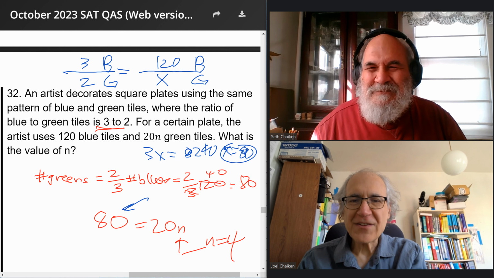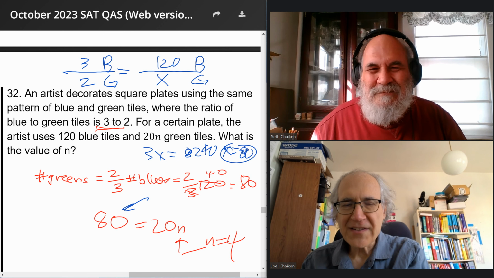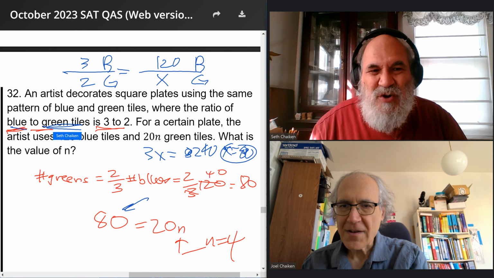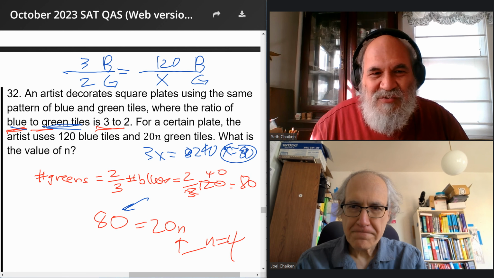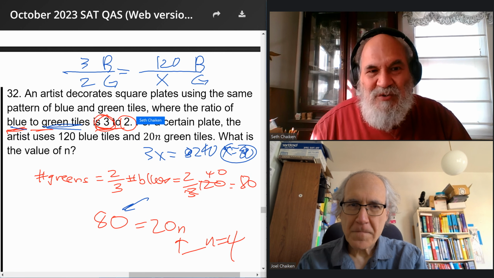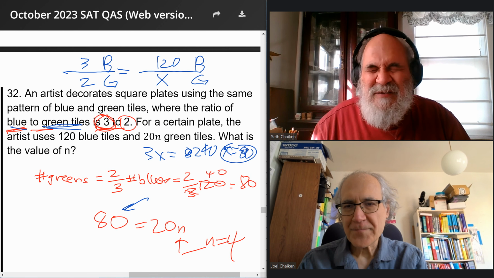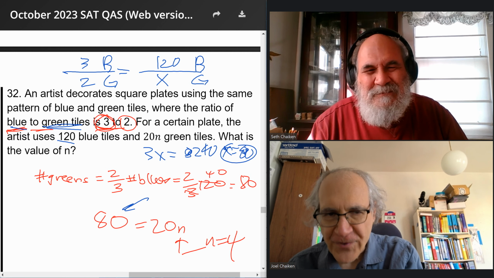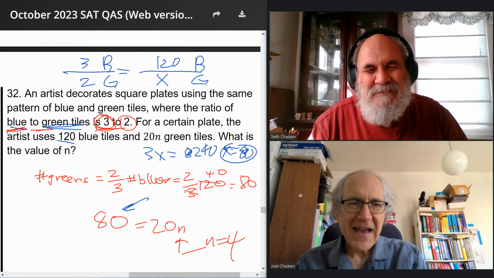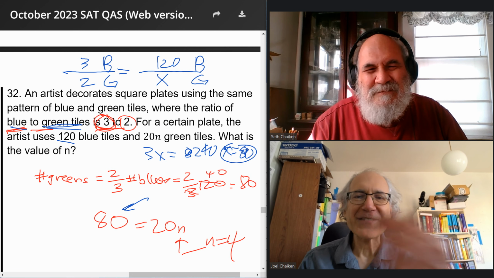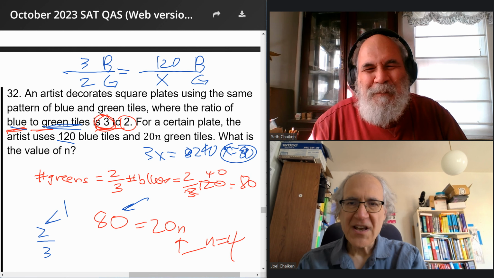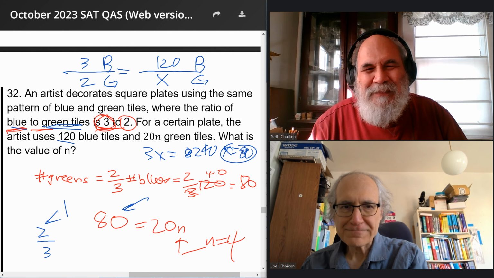So you knew there were fewer greens than blues, because it's blue to green, 3:2. So more blues than greens. For every 3 blues, there are 2 greens. So you're right. If they tell you the blues, there have to be fewer greens. And the only ratio you can use to make anything fewer is 2/3, because that's less than 1. So that's a really smart, efficient, fast way of doing the problem.